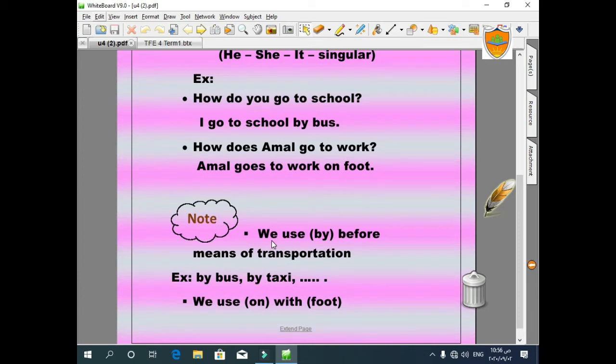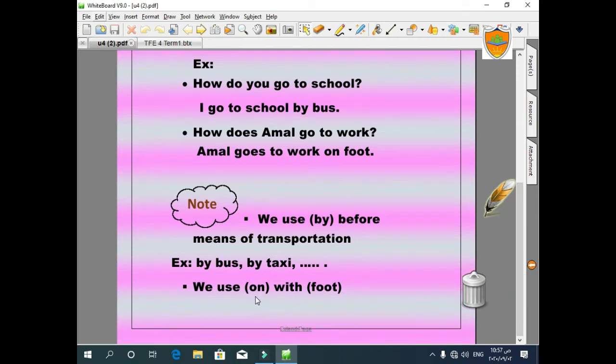Note, we use the preposition by before means of transportation, like by bus, by taxi, by car. And we use the preposition on with foot. Like we said before, Amal goes to work on foot.